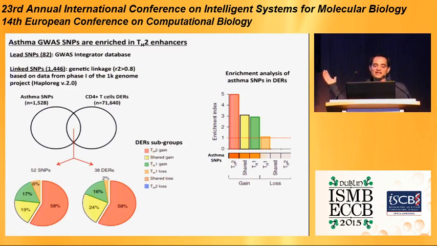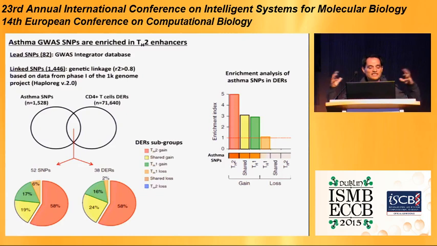So what we have done is we have accessed the GWAS integrator database. We have downloaded all the available 82 lead SNPs. The problem with the GWAS analysis is, of course, that they are typically based on whole exome sequencing data. So all the non-coding regions, the intergenic regions, where we observe most of our differentially enriched regions, are not covered. So we have followed an approach by accessing haplorec, by identifying SNPs that are in tight genetic linkage. So we complemented our set of 82 lead SNPs by additional linked SNPs.